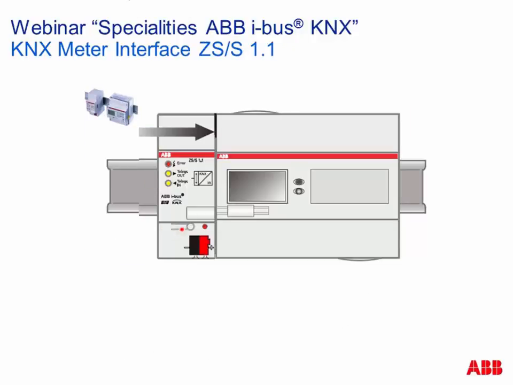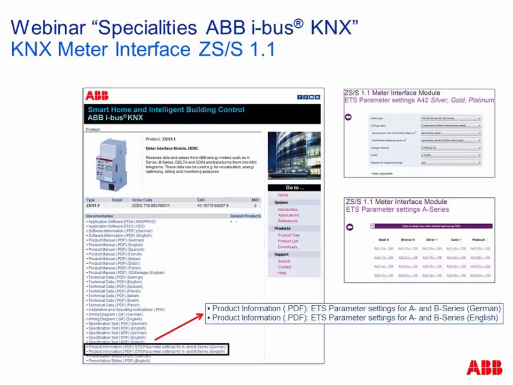So here you can see again the principle. We have our energy meter with the infrared interface on the left side, and the meter interface put on the same row, really tied together, and then it sends via this infrared interface the values into our KNX world. So more details you can find on our website.